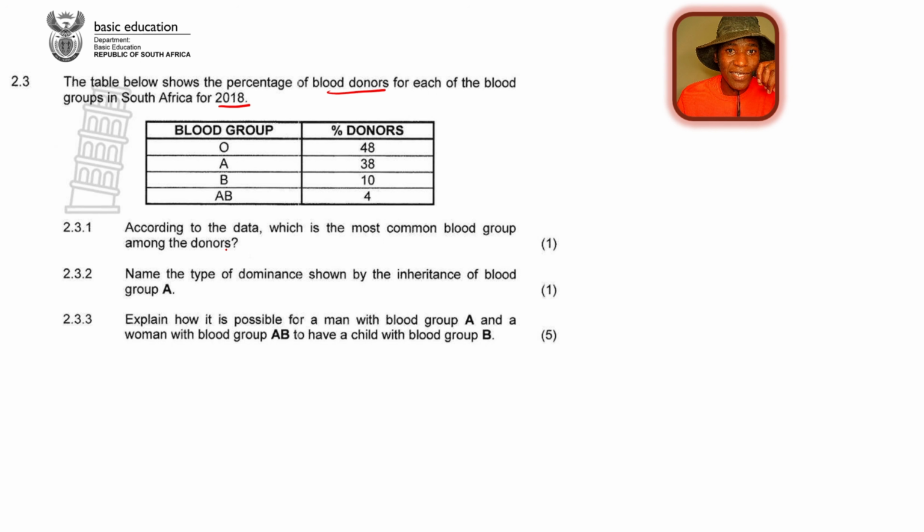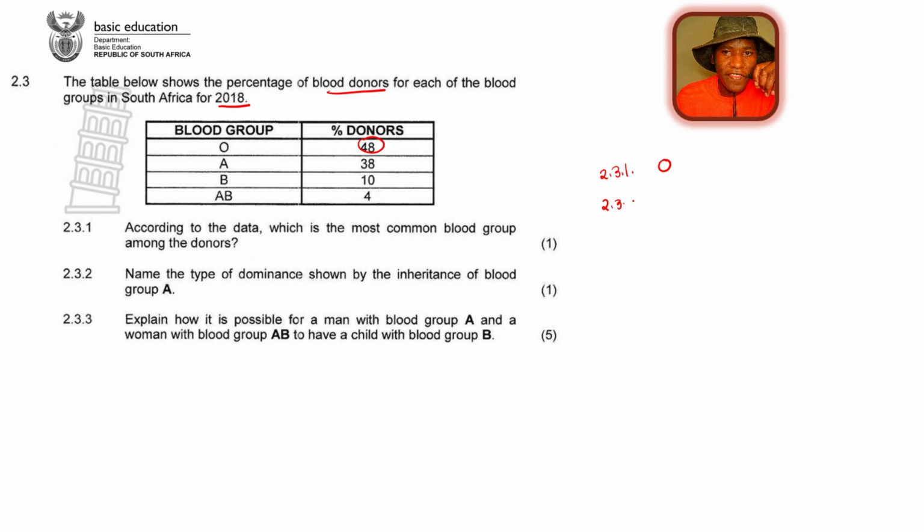So now it says 2.3.1, according to the data, which is the most common blood group among the donors? So when they say the most common, they just want the one that has got a higher percentage of donors, the one that most people have, of course, the people that have donated the blood. In this case, it is the one that has got 48%, which is blood group O. So we can just say 2.3.1 is blood group O.